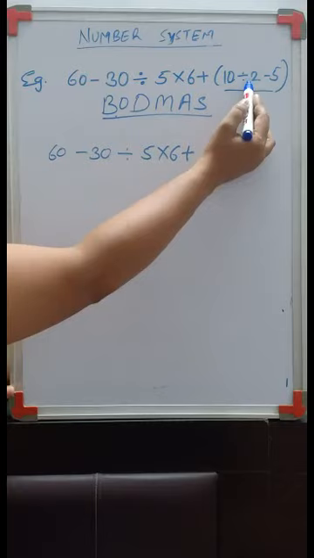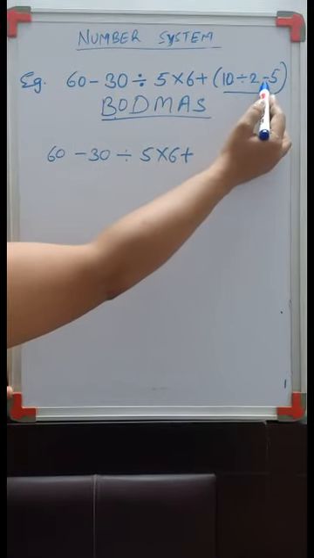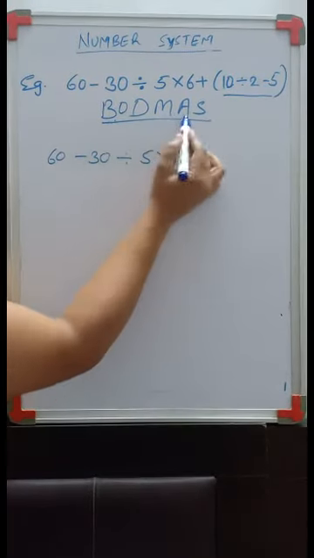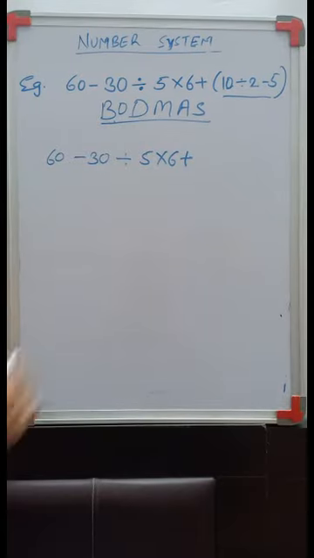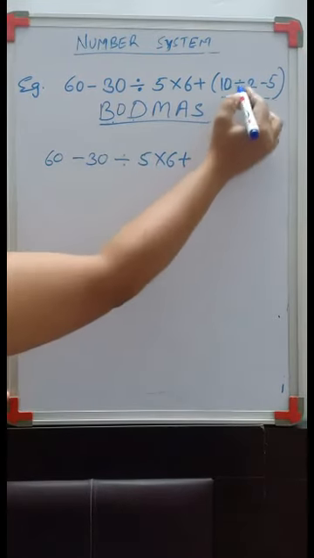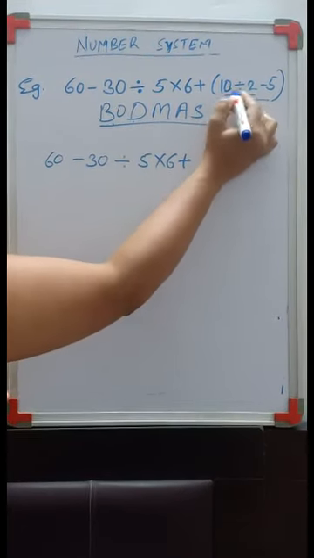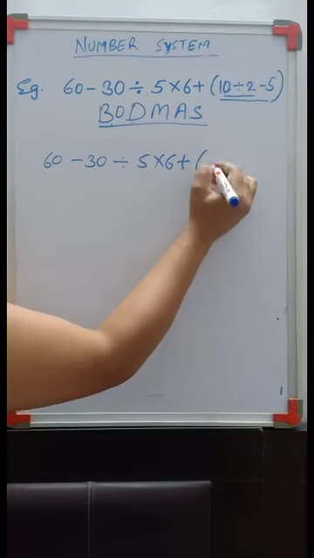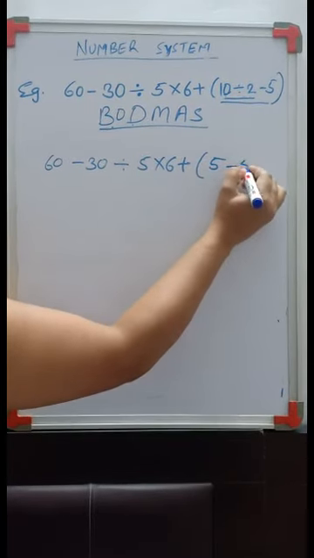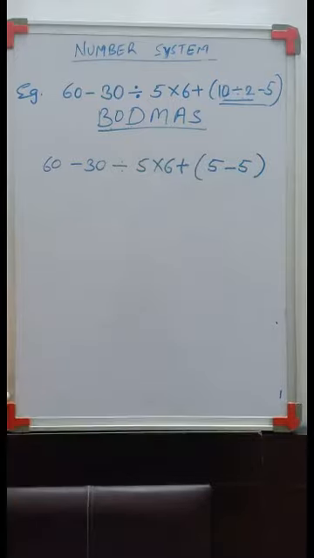So over here 2 signs are there. One is division and one is subtraction. In BODMAS, what comes first, division or subtraction? It is division. So first we will solve this part. So 10 divided by 2 is how much? 5. Then minus 5 is 0.